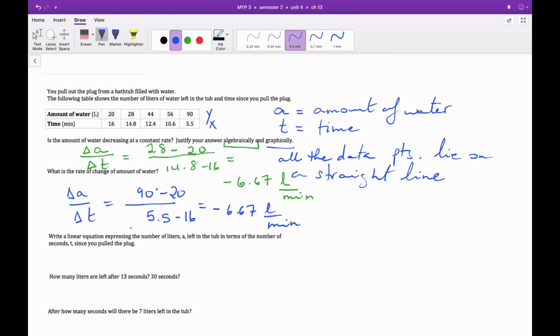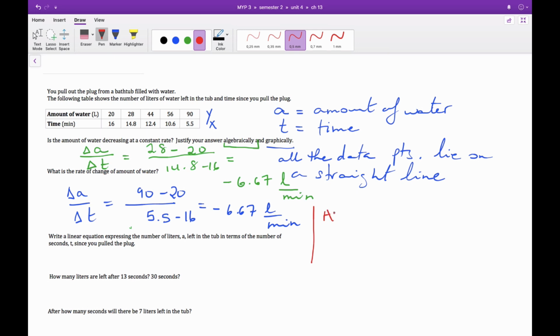So graphically, we just looked at the pictures to see if it was on a straight line. Algebraically, we calculated the slopes to find the rate of change of the amount of water. Now, how do we explain that value? Let's interpret this in context. I always like to start with the x value first, and the x value here is time.